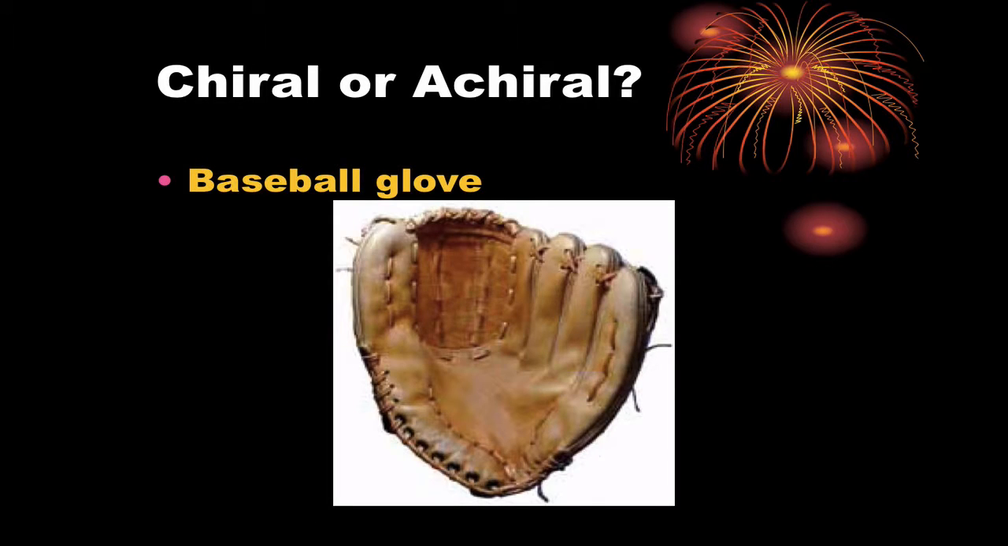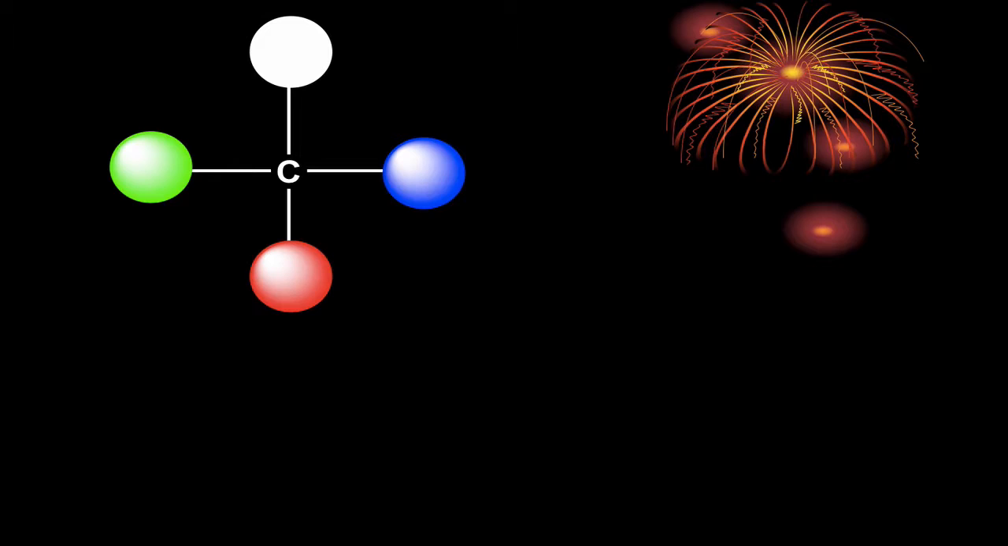How about a baseball glove? It is chiral, right? Yeah, so if I take my right hand and I put it in my right-handed glove, it fits. If I take my left hand and try to put a right-handed glove on, not so much, right? I can stick my hand in there and jam it, but I'm not going to get the thumb to go where it needs to go and all that stuff. It's a problem. And so baseball gloves are chiral, okay?